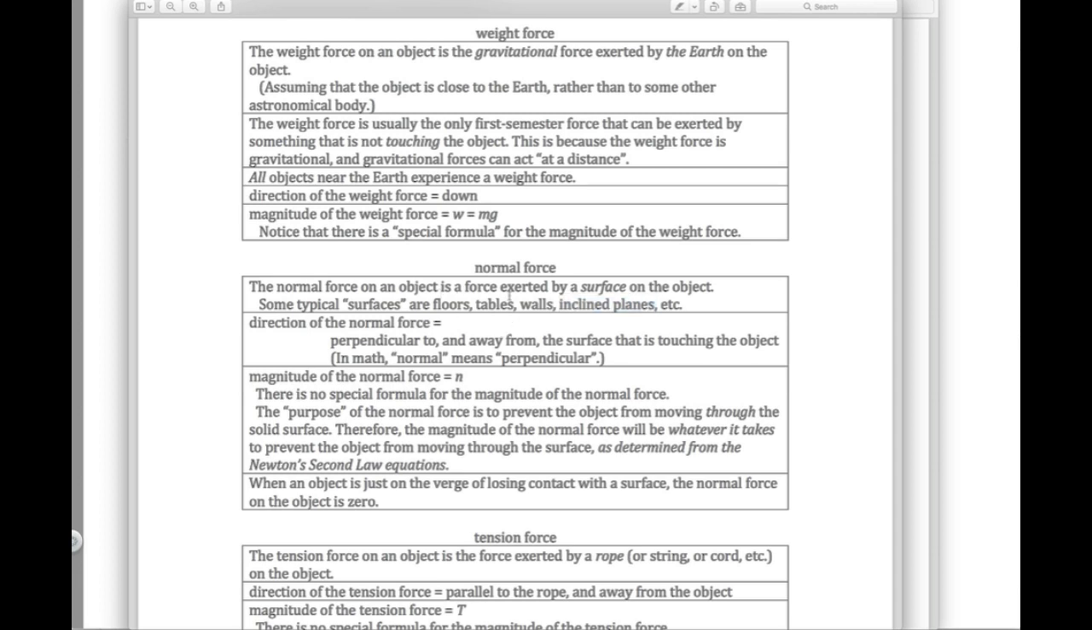Now, in our free body diagram, we need to know what direction the normal force is pointing. Well, just like with the weight, there is a rule that tells us the direction of the normal force. Here's the rule for the direction of the normal force. The normal force points perpendicular to and away from the surface that is touching the object.